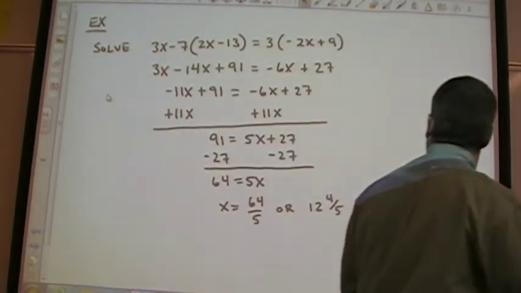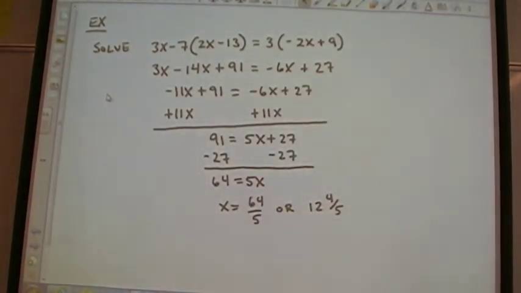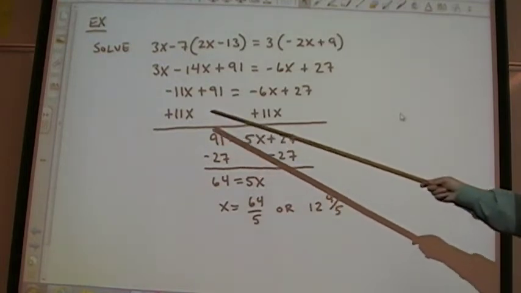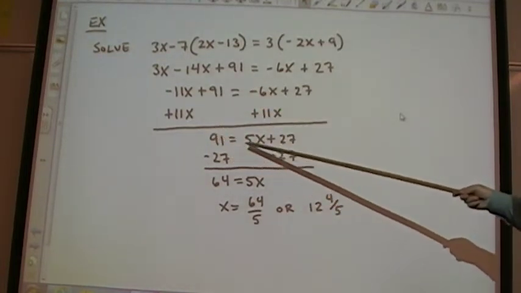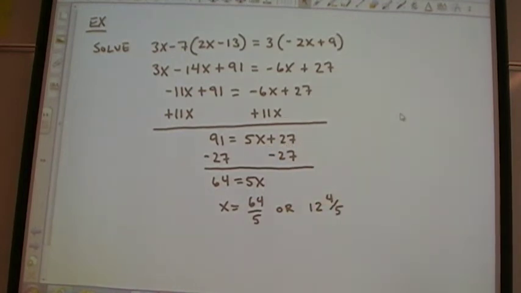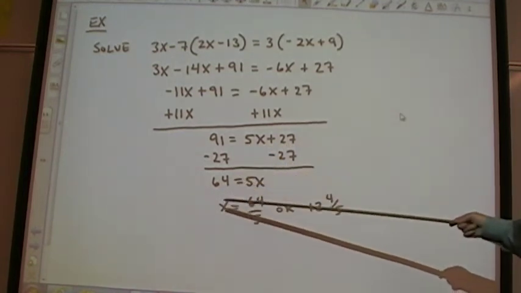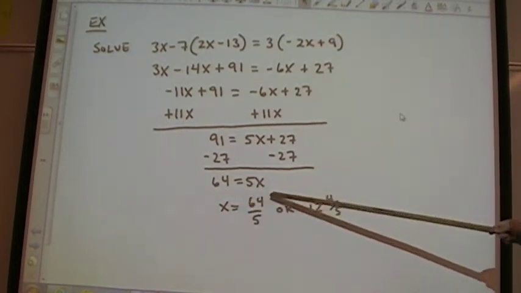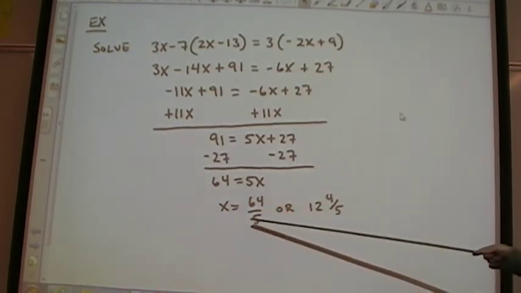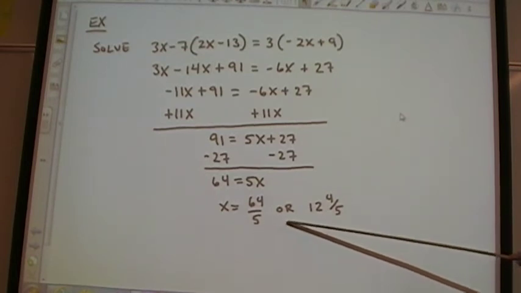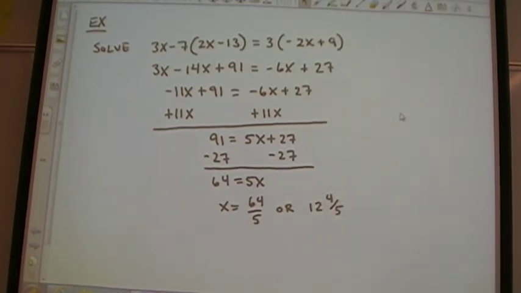And what's greater, negative 11 or negative 6? Negative 6. That's why I moved the variable to the right-hand side, so I could avoid the negative. So I add 11x to both sides. End up with 91 equals 5x plus 27. And then from there, subtract 27. 64 equals 5x. So your answer is x equals 64 fifths or 12 4/5. Do not give me a decimal. Do not give a decimal for an answer unless it asks for a decimal.